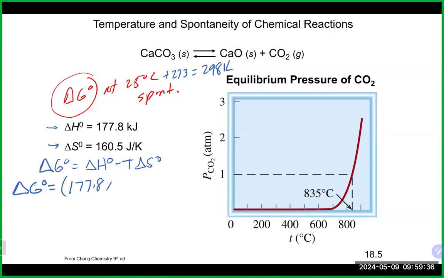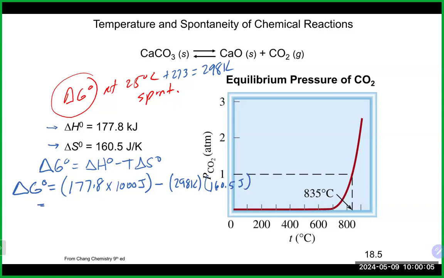Once again, as I probably did last time, I'm going to multiply by 1,000 here to convert it to joules. So again, I have the units the same. You do need to do some type of conversion between the H and the S to get them into the same units. If you want to go into kilojoules on both, you can as well. We're going to go minus our T, which is 298 Kelvin, times our S, which was 160.5 joules.